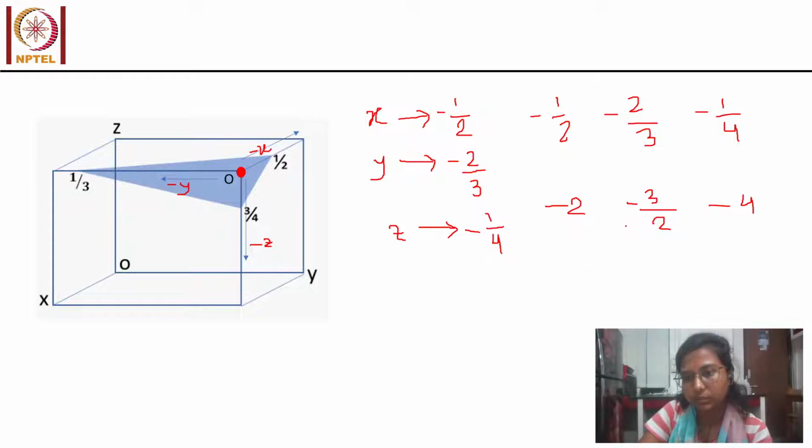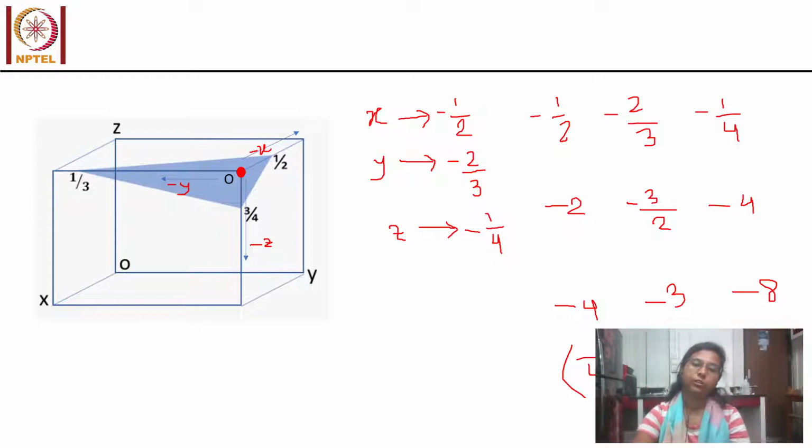How can we clear the fractions? We simply have to multiply by 2. If we multiply by 2, this will become minus 4, this will be minus 3, this will become minus 8. In other words, 4 bar, 3 bar and 8 bar. Since these are the Miller indices for a plane, we put them in first brackets. So this is how you can find the Miller indices for a plane like this.